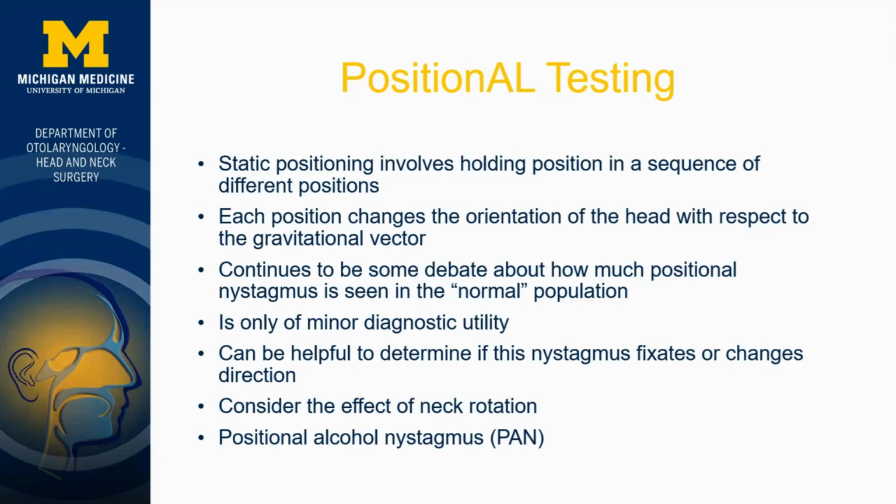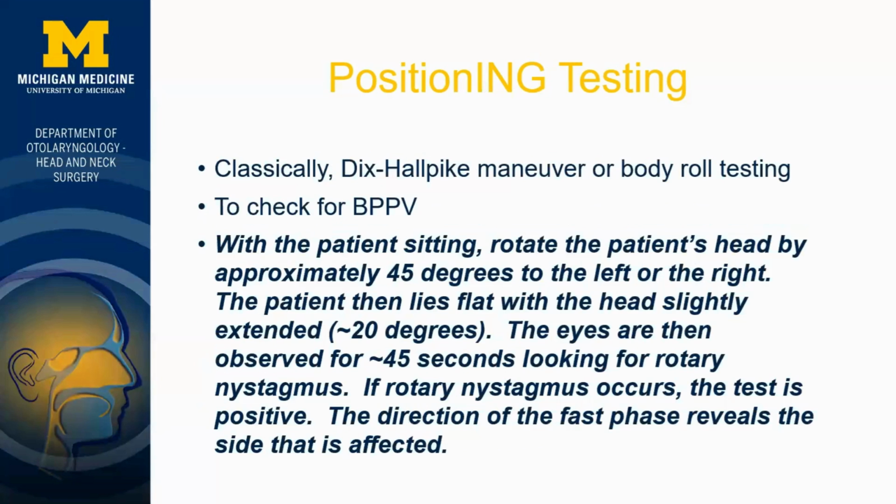It could be helpful to determine if the nystagmus fixates or changes directions, because if it fixates, then you think more peripheral. If it doesn't suppress with fixation, that would be more of a classic central finding, particularly in vertical nystagmus. And then I throw in the mention of PAN. I think most people have heard about positional alcohol nystagmus, but that's in a very particular pattern. So you may run across that pattern at some point. When we think positioning or rapid positioning testing, that is traditionally what we think of as BPPV testing. So classically, this would be your Dix-Hallpike maneuver or your body roll testing.